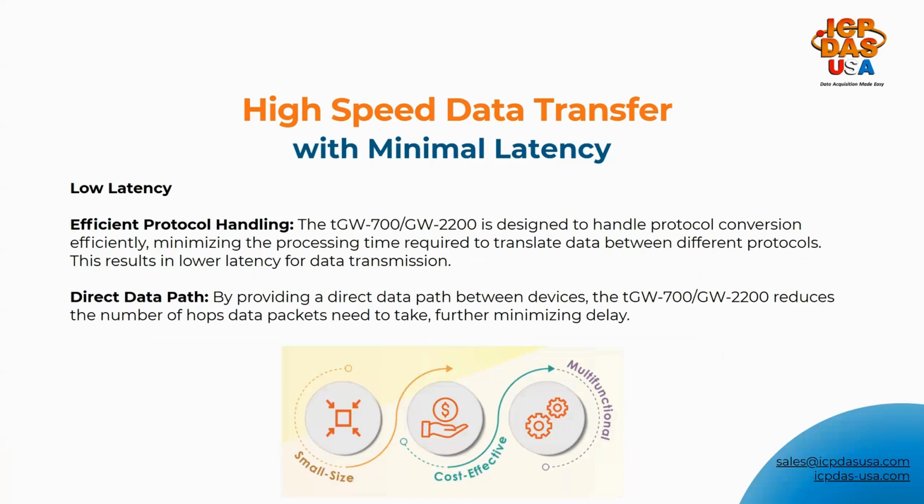Efficient protocol handling. The TGW-700-GW2200 is built to quickly and accurately convert data between Modbus TCP/UDP and Modbus RTU/ASCII protocols. Its optimized design reduces the time it takes to process and translate data, helping to keep communication delays very low. The direct data path. The gateway also creates a streamlined connection between devices, reducing the number of steps or hops that data has to travel. This direct route helps ensure faster and more responsive communication.